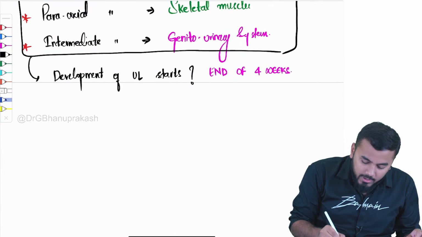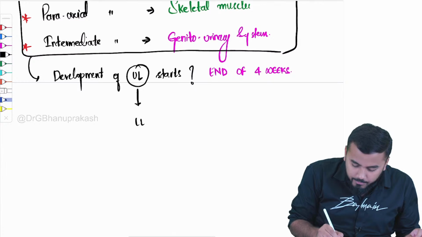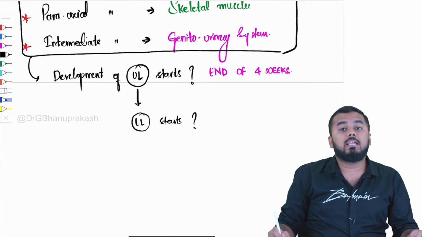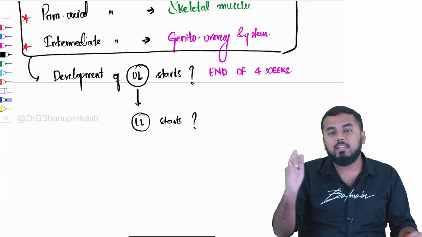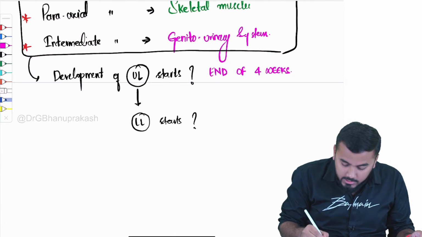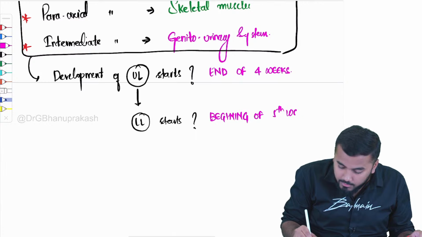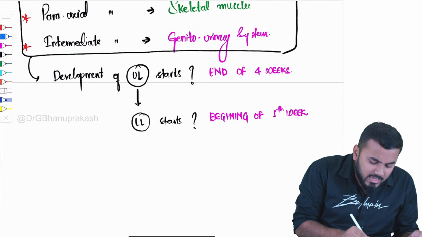So you are telling me upper limb. Can you also tell me about the lower limb? When does the lower limb development start? It starts from the beginning of the 5th week.